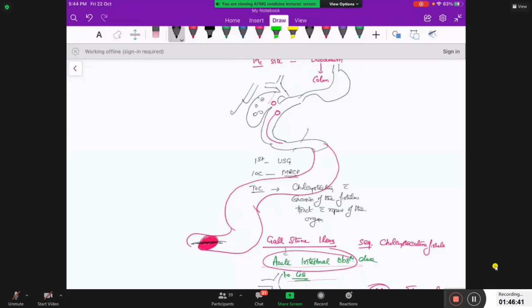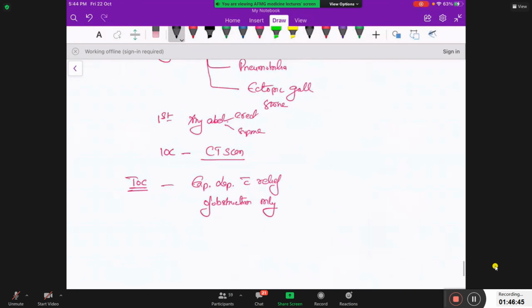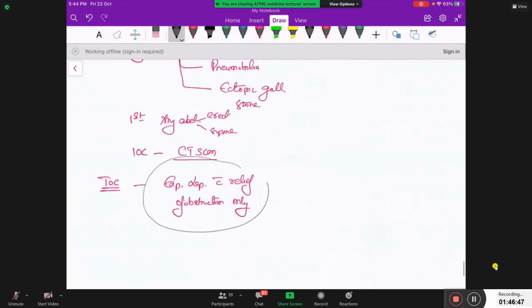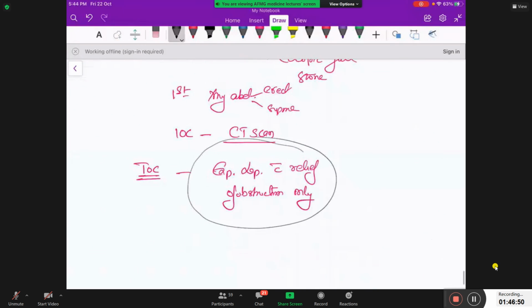These are the two options I have. As per the latest guideline, the preferred one is to just relieve the obstruction at this moment, and do cholecystectomy and excision of the fistula tract and repair of the organ on a later date. So if you are asked, what is the treatment of choice for gallstone ileus? If both the options are there, pick this option.